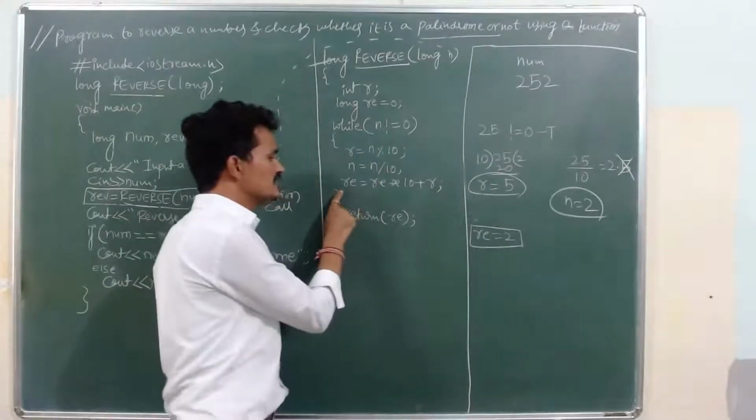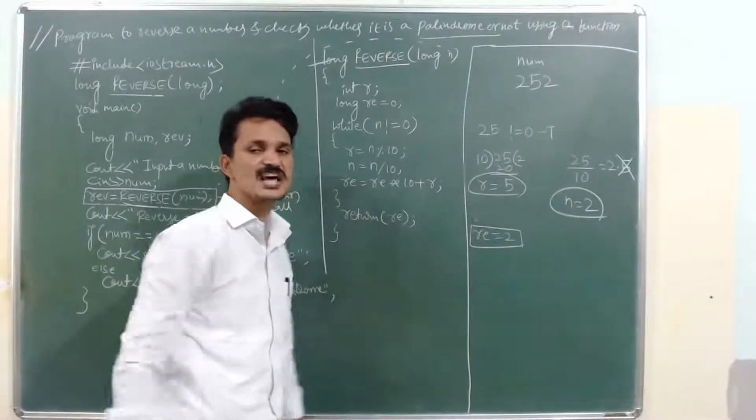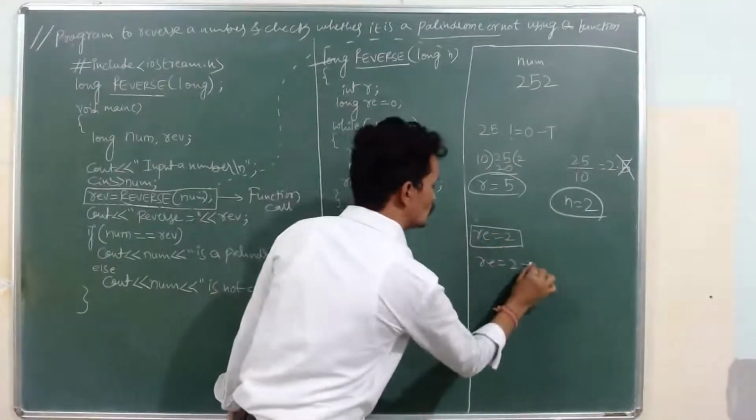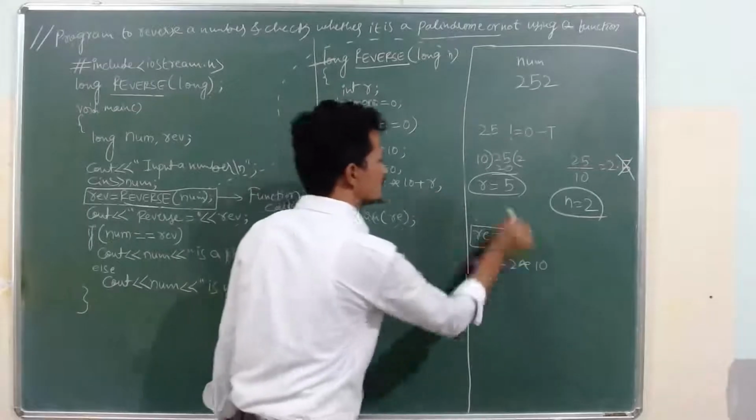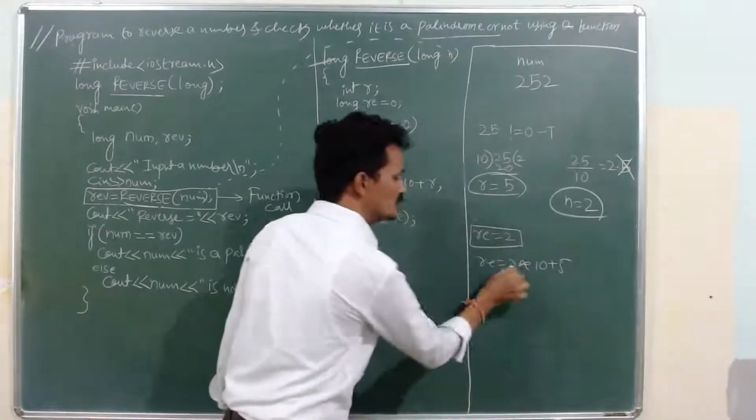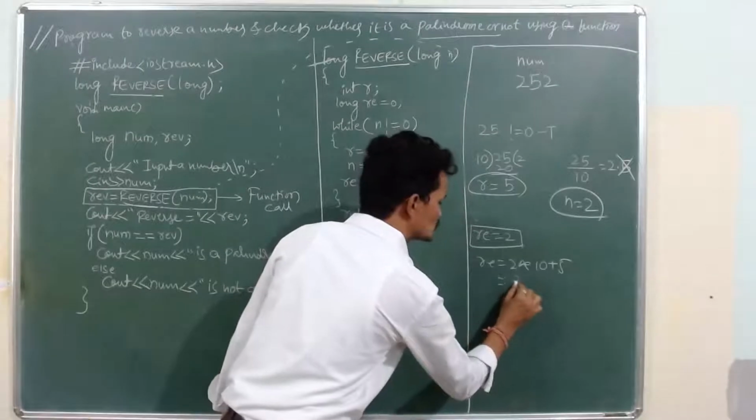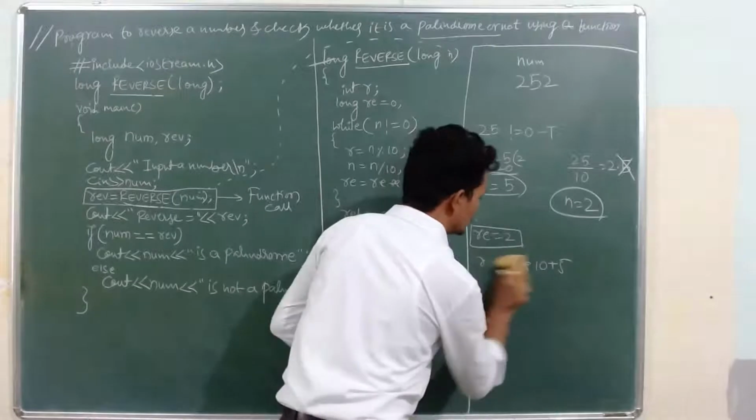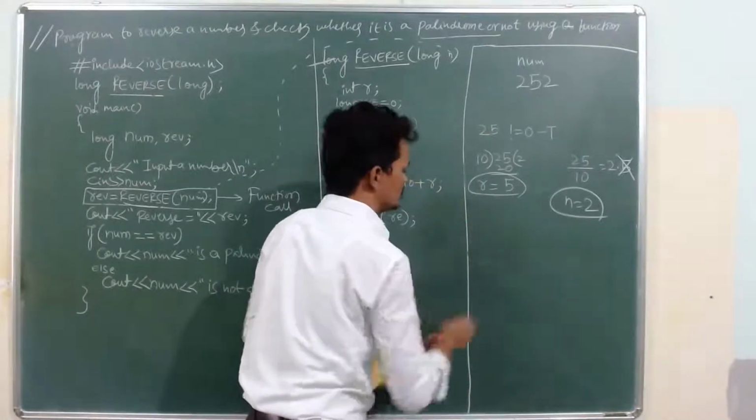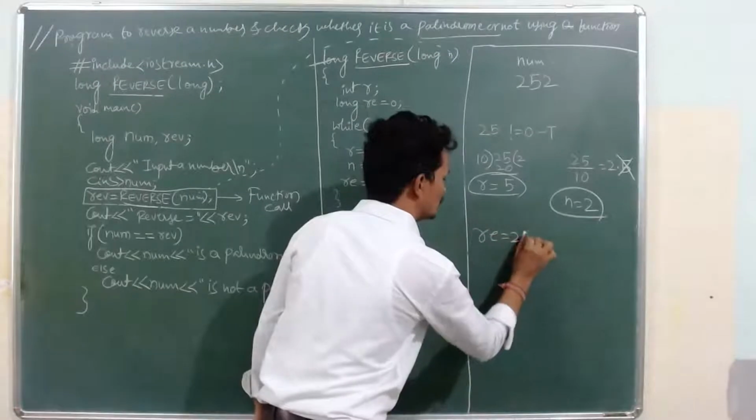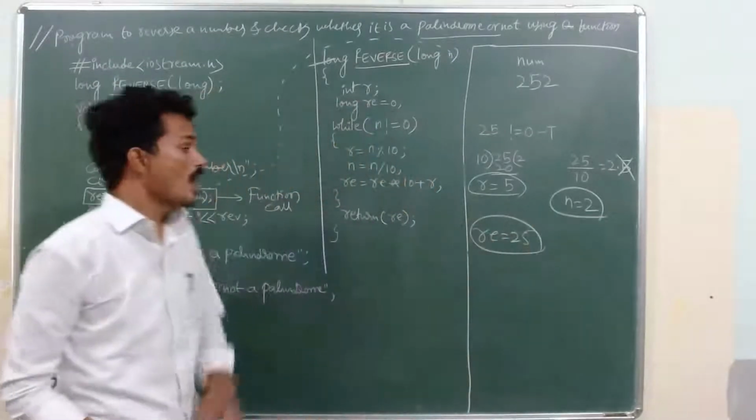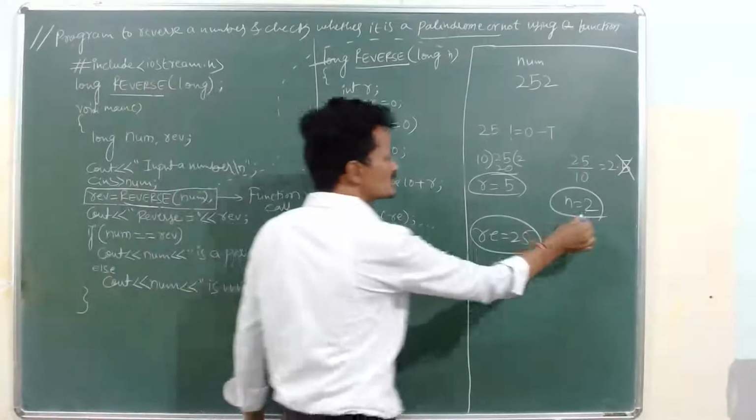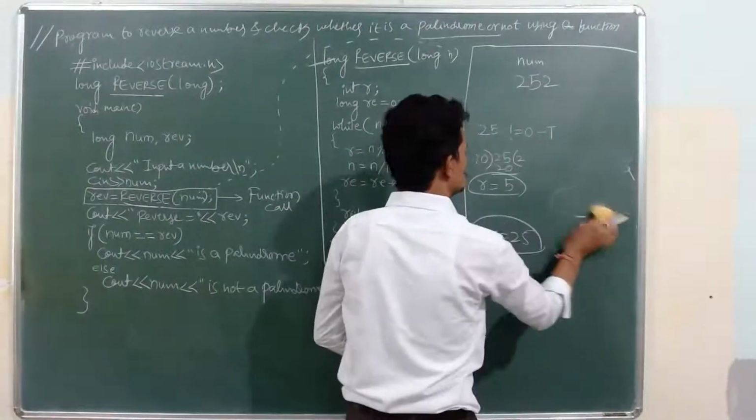Okay. Next, re is equal to re into 10 plus r. So I am going to write re is equals to re value is 2. 2 into 10 as it is plus r. What is the value of r? 5. 10 2s are 20. 20 plus 5 is 25. 25 is assigned to which variable? Re. Okay. Re is equals to 25. Right. Again it goes to the while loop to check the next updated value. The value of n is now this time 2. Okay. So I'm going to write here 2.